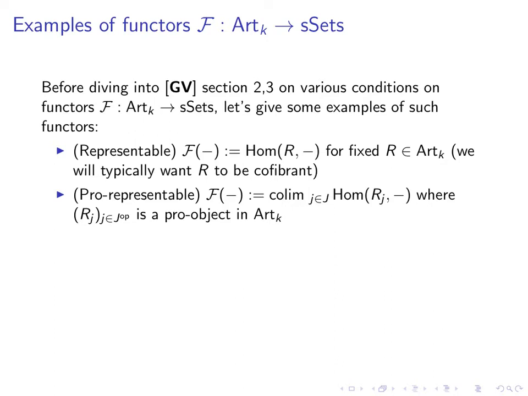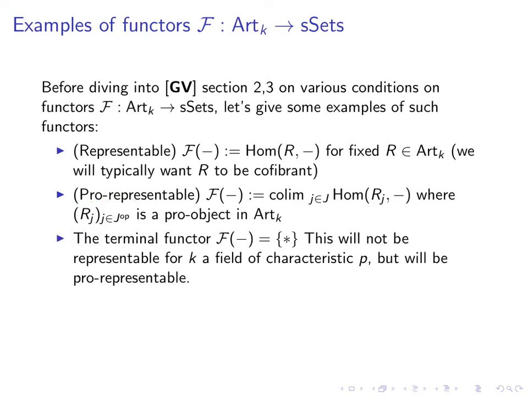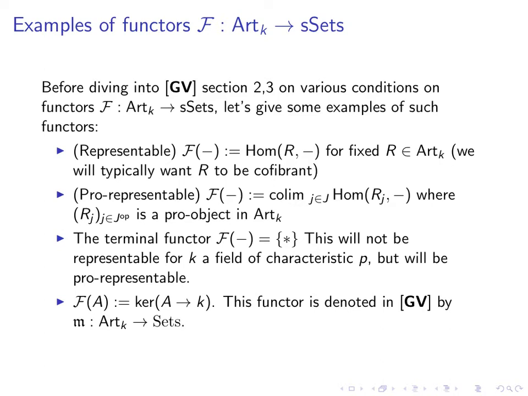Okay, then a slight generalization of that is pro-representable functors, and that's where you have a pro-object of R, and then the associated functor is the colimit. Then another example of a functor is a terminal functor. In other words, give me any ring A, and I just give you back the simplicial set that's basically a point. And this will not be representable for a field of characteristic p, but it will be pro-representable. And I'll explain why later.